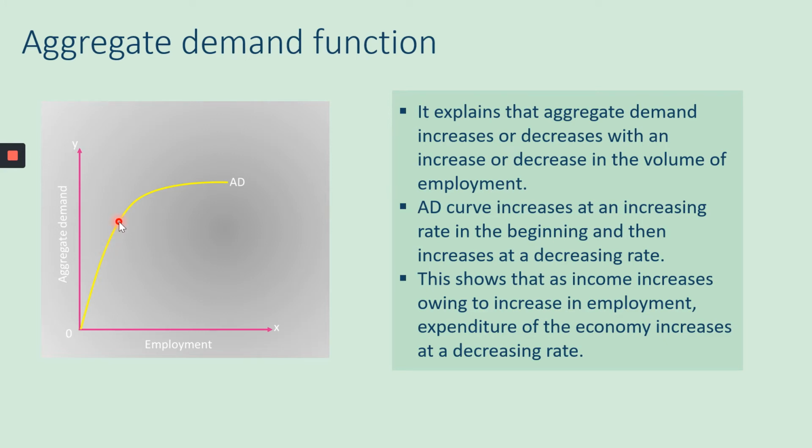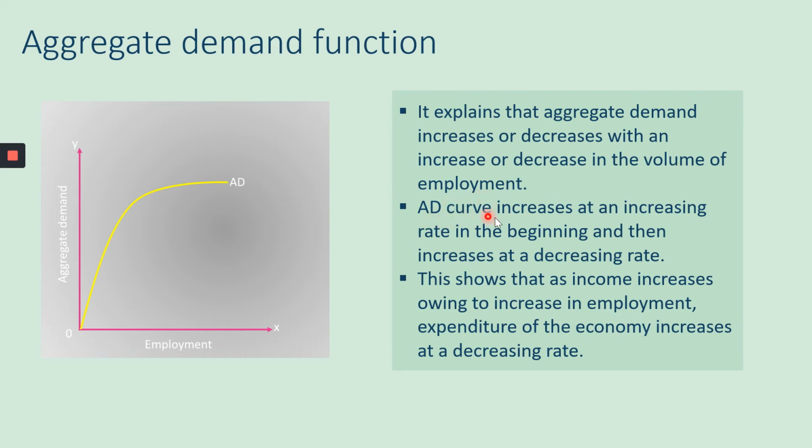Can you see? Yes? It explains that aggregate demand increases or decreases with an increase or decrease in the volume of employment. So this point you have to remember. Aggregate demand increases as the employment increases and decreases as the level of employment declines. So this is the first point. The diagram explains that aggregate demand increases or decreases with an increase or decrease in the volume of employment.